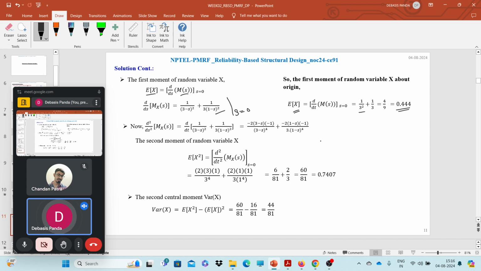Now we need to find out the second moment about origin. What we need to do? We just need to differentiate this moment generating function twice with respect to s. If you perform the differentiation, you will get a value like minus 2 (3 minus s) to the power minus 1, and the second part is a simple derivation. You can easily solve it and take the value at s equals 0. That will give the second moment about origin, and that value comes as 0.7407. Now the first two parts are solved: the first moment about origin, E of x, is 0.444, and we have also found the mean square value, E of x square, equals 0.7407.